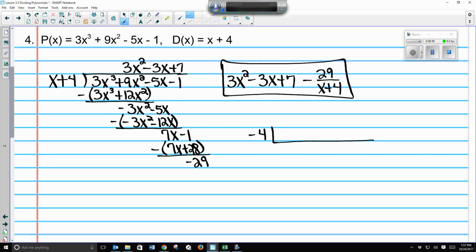And then we put 3, 9, negative 5, and negative 1. If one of the x's is missing in descending order, you would have to put a 0 in that place, and we'll have one in a minute where you have to do that.